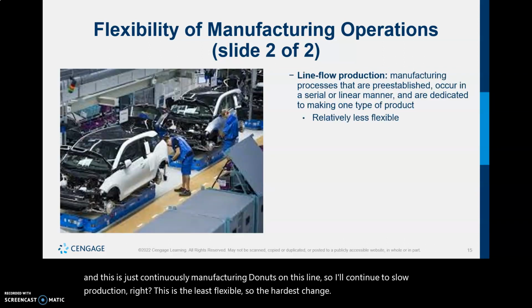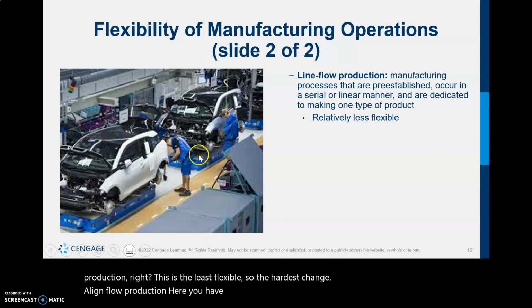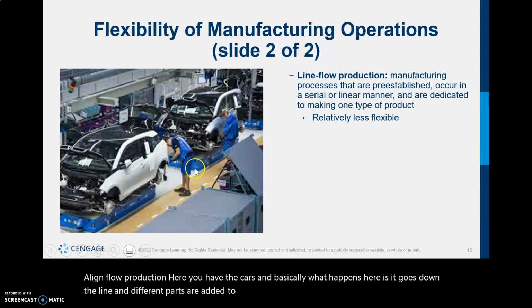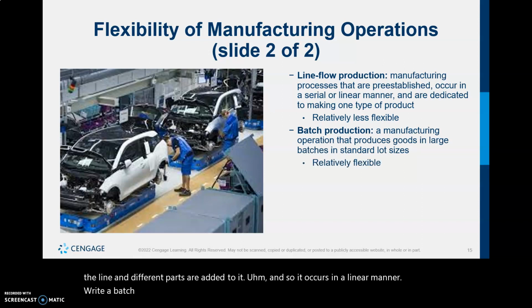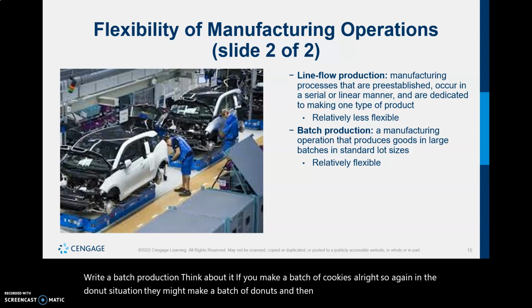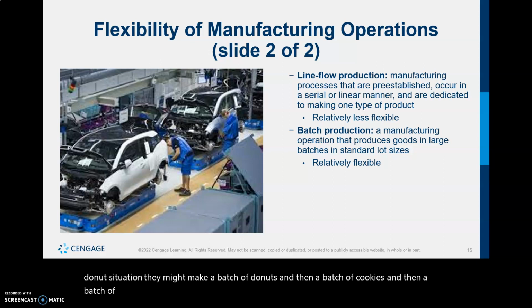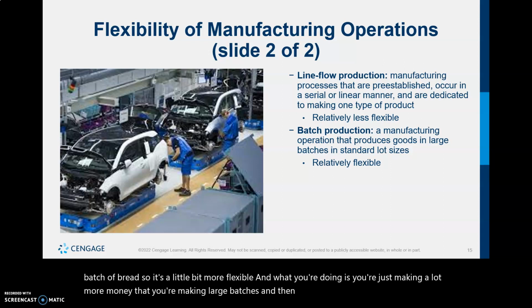Line flow production, here you have the cars, and basically what happens here is it goes down the line and different parts are added to it. So it occurs in a linear manner. All right, batch production, think about if you make a batch of cookies. Again, in the donut situation, they might make a batch of donuts and then a batch of cookies and then a batch of bread. So it's a little bit more flexible, and what you're doing is making large batches, and then you're switching between those.